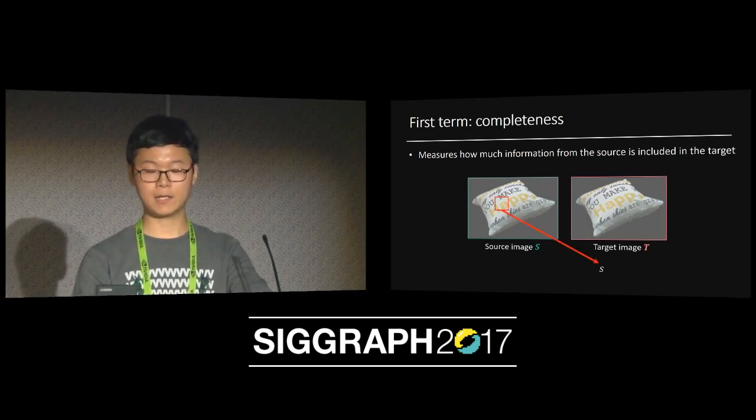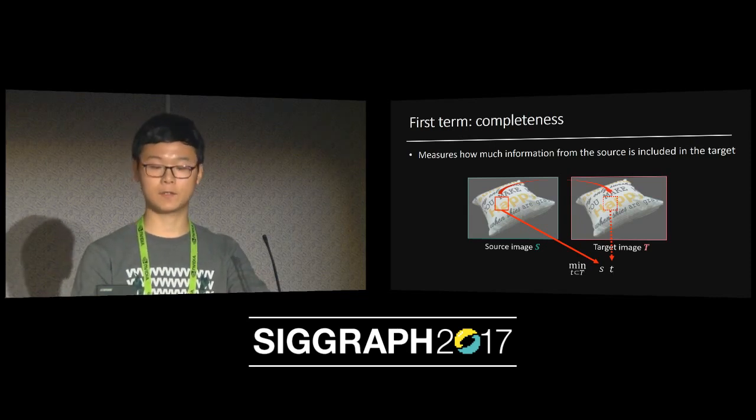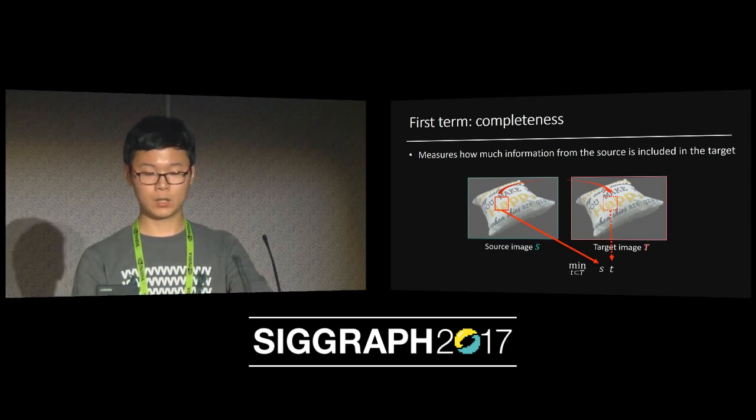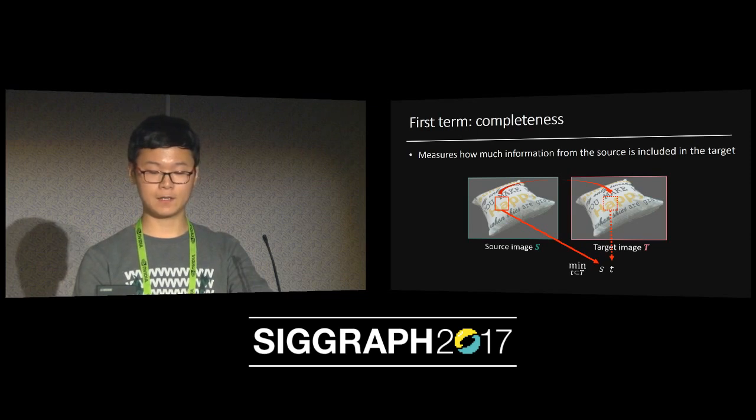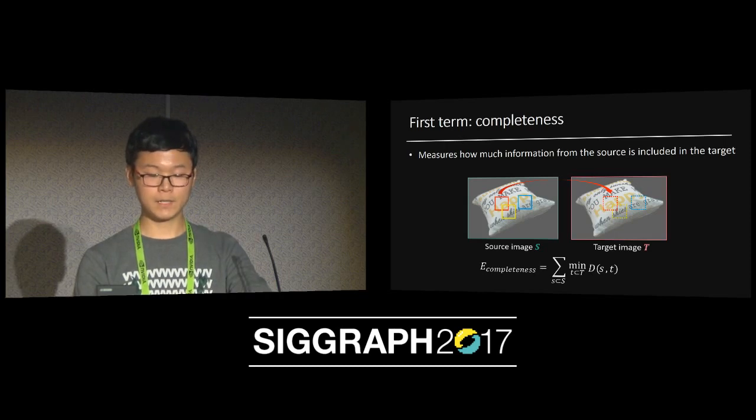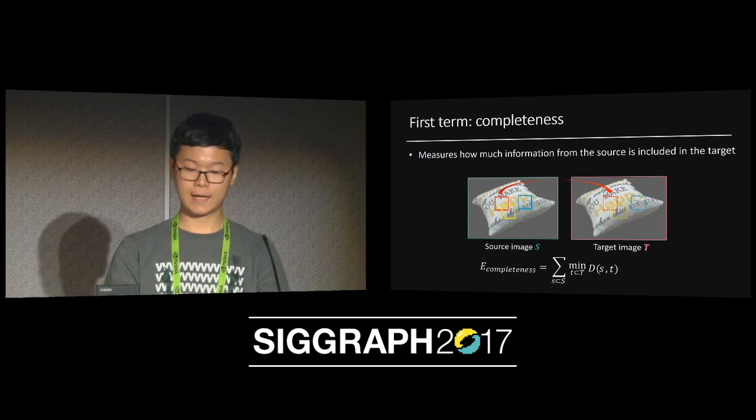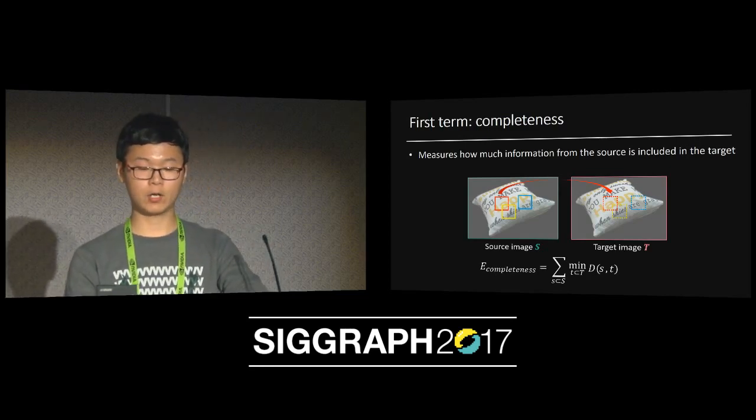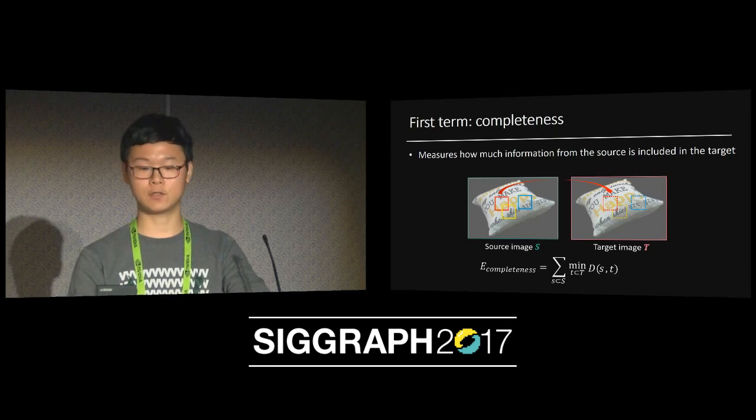Let S be a patch in the source image, and T be a patch in the target image that is the most similar to this patch. We define the completeness as the distance between S and T. This is done for all patches in the source image. From this, we can see that by minimizing this term, we are ensuring that each patch in the source image will have a similar patch in the target, and thus enforcing that most information in the source is contained in the target image.